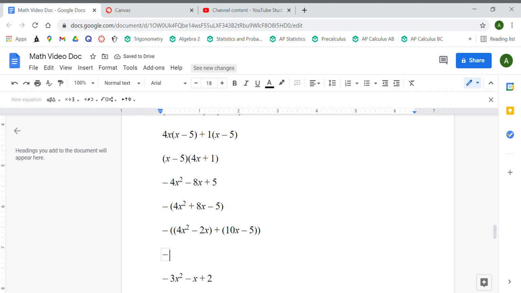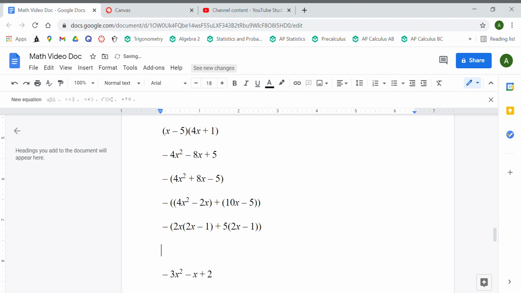So it's going to be 2x(2x minus 1) plus 5(2x minus 1). And now we throw it out there. So it's negative (2x minus 1) times (2x plus 5).